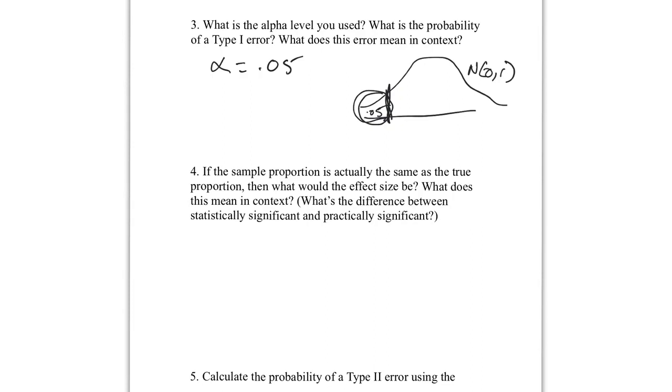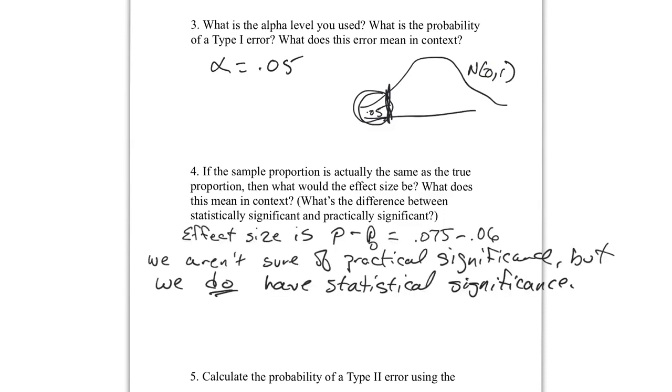Okay? All right. Now, number 4 says if the sample proportion is actually the same as the true proportion, what would the effect size be? And then what does this mean in context? And what is the difference between statistically significant and practically significant? Think about that for a second, and then write your answer down. Pause the video and write your answer. And then come back and I'll give you a solution.